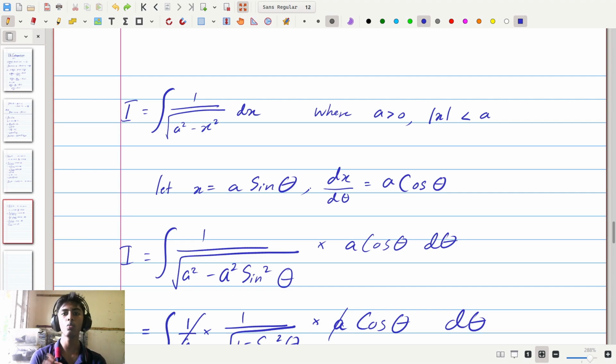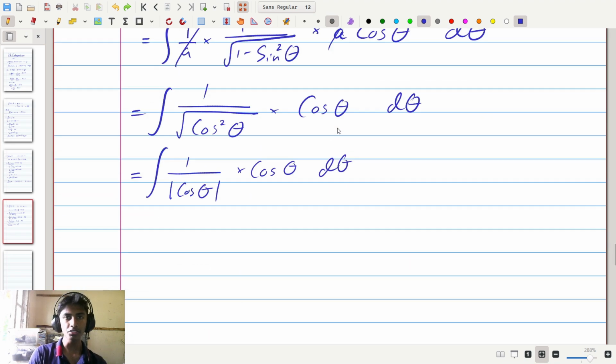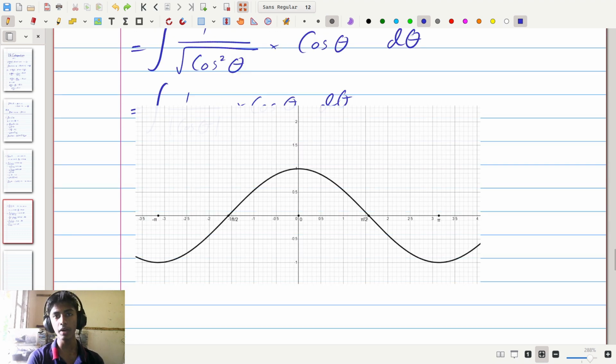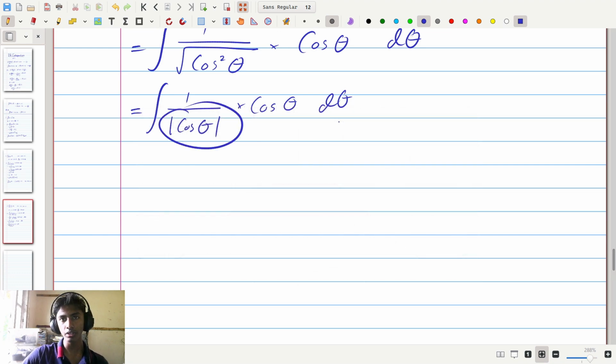However, for now, we're going to take the fact that theta is only varying between negative pi by 2 and pi by 2. Considering the corresponding variance of cosine of theta, for the range negative pi by 2 to pi by 2, the cosine of theta is always positive. Due to this, the absolute value of the cosine of theta is in fact equal to the cosine of theta. Using this little bit of logic, we can get that the absolute value of cosine of theta is equal to cosine of theta.